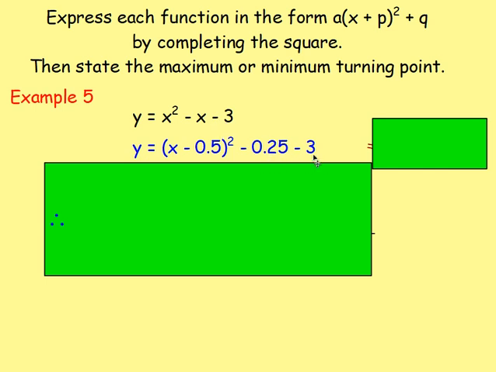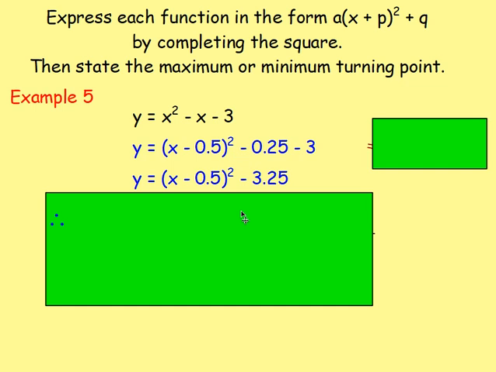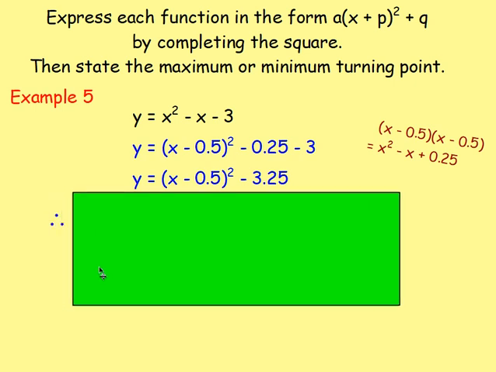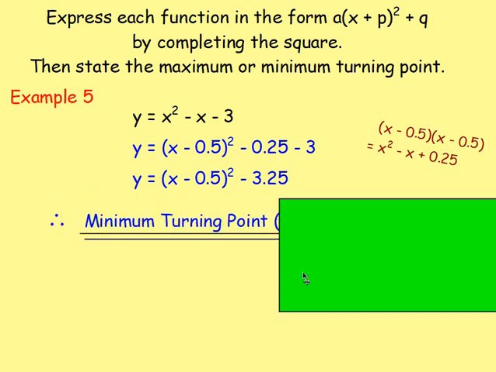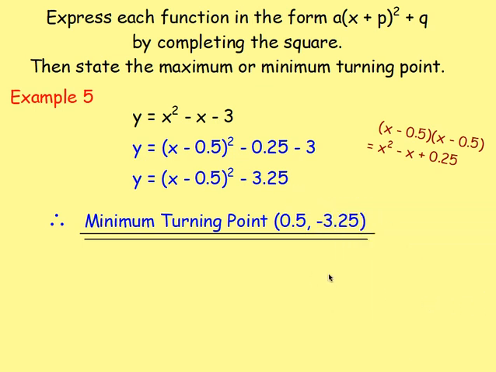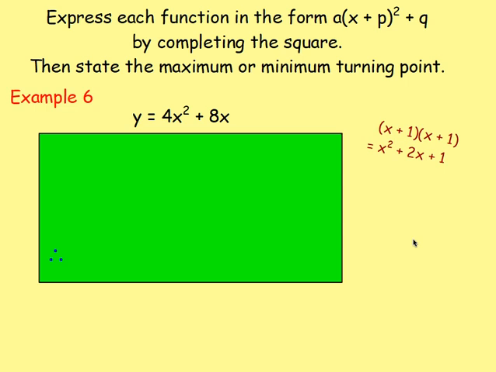From there, you can then simplify -0.25, take away 3, that gives you -3.25. Maximum or minimum turning point? It's 1x squared. If it's a 1, it's a smiley face, meaning it'll be the lowest point. So it's a minimum turning point. This time, we've got -0.5, so that'll go to 0.5. And you've got a -3.25 in the end, so it'll stay as -3.25.